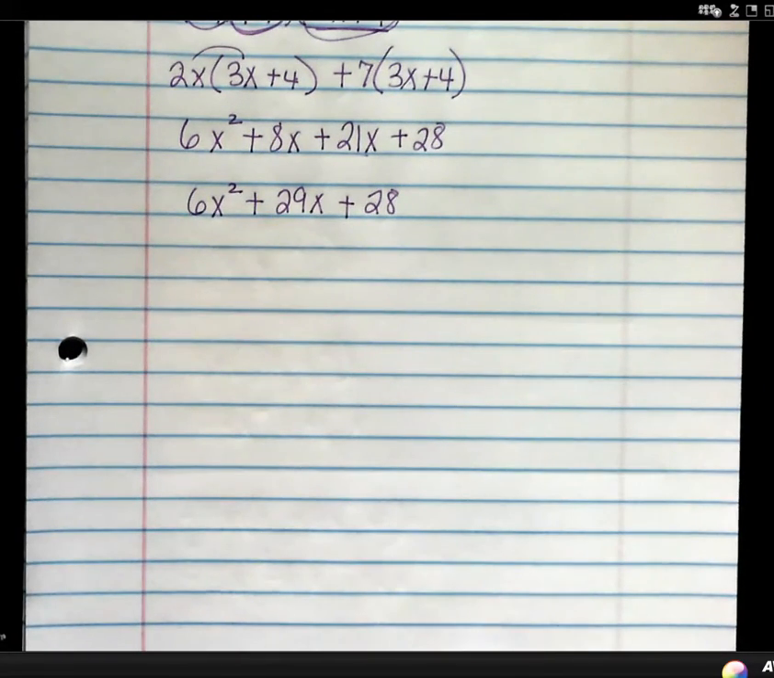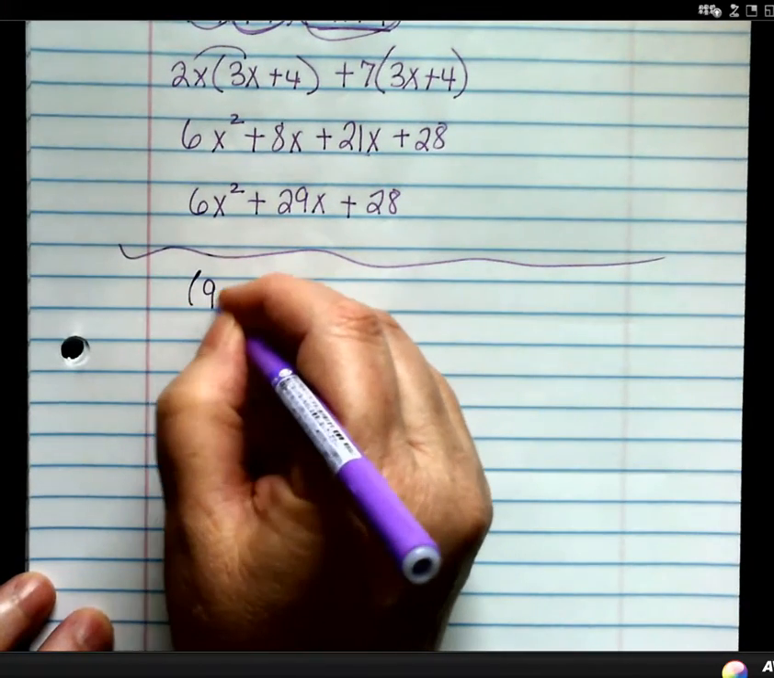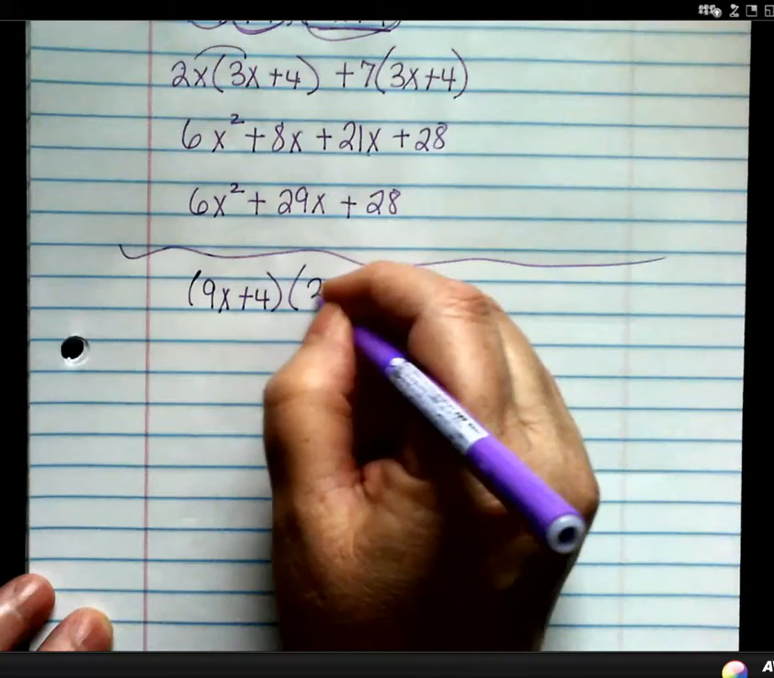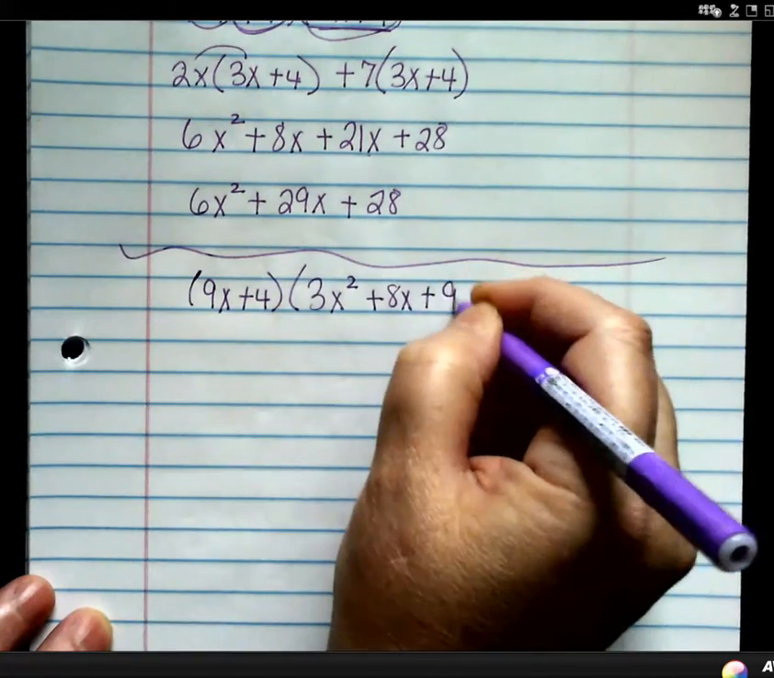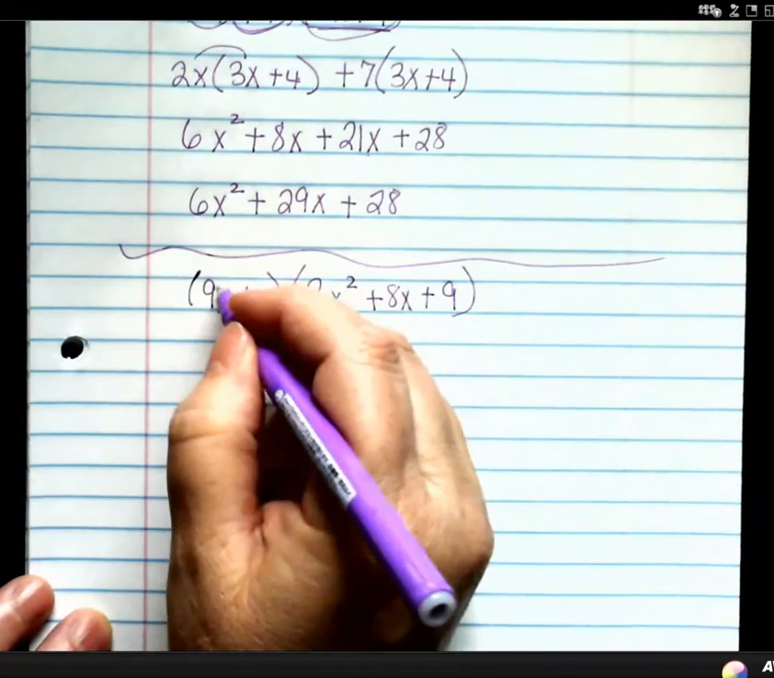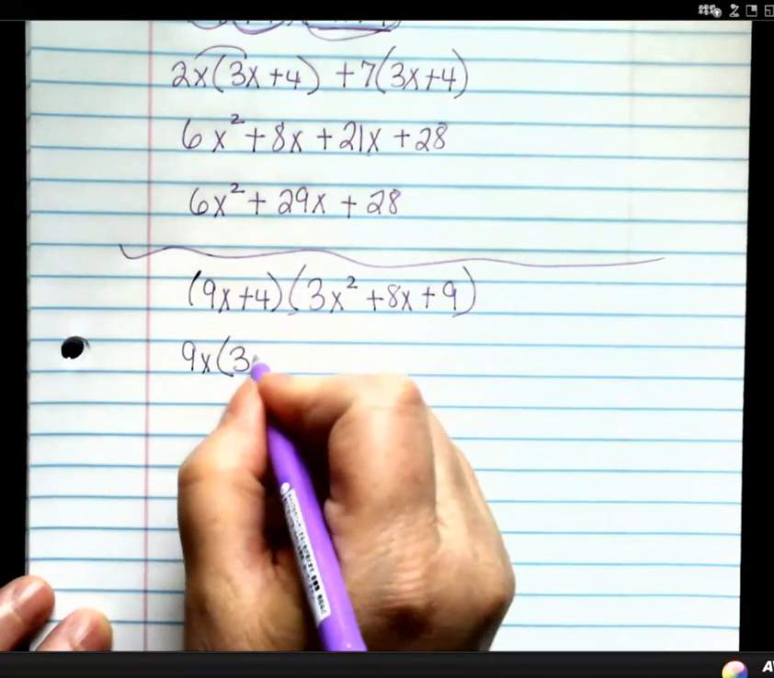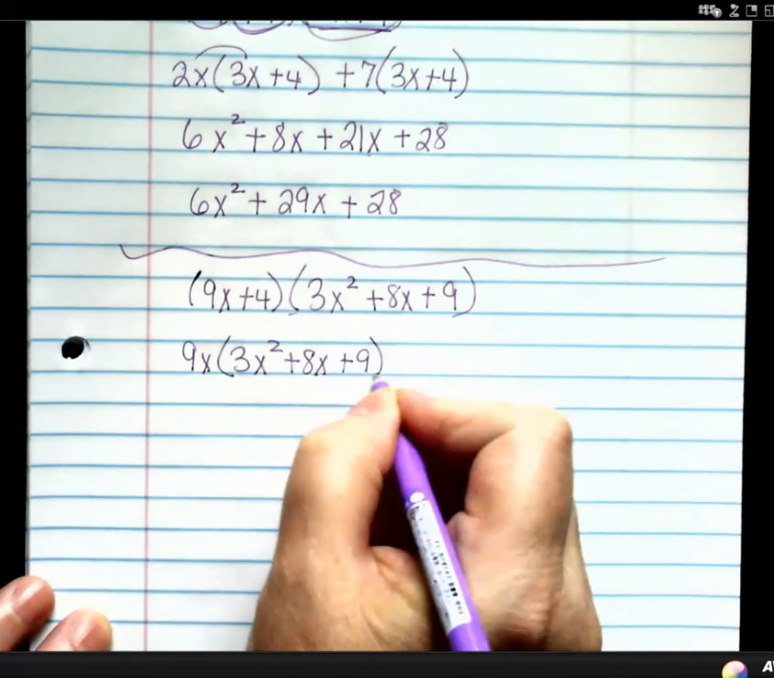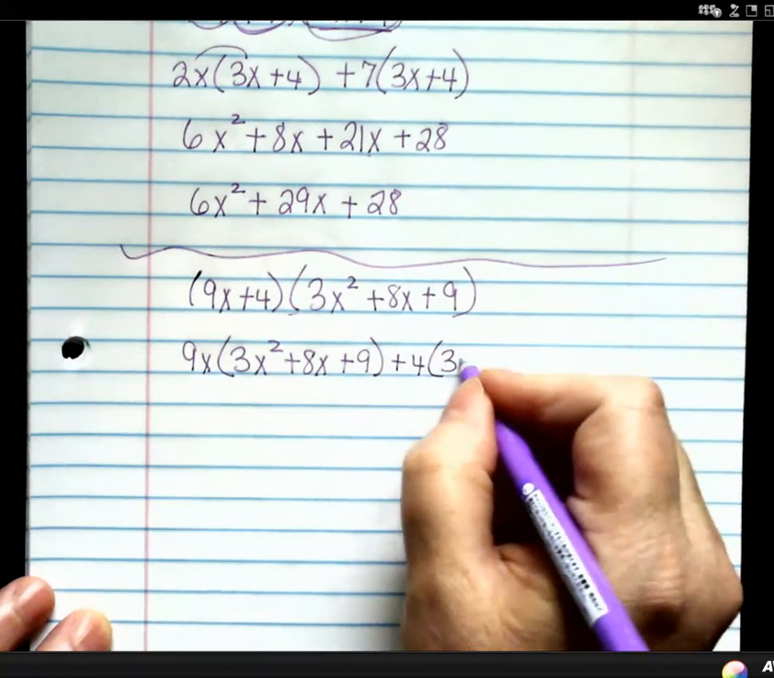Sometimes you'll see them that look like this, where you have a binomial times a trinomial. We do the exact same thing we did up here. I do 9x times this whole thing, and then I do plus 4 times this whole thing.